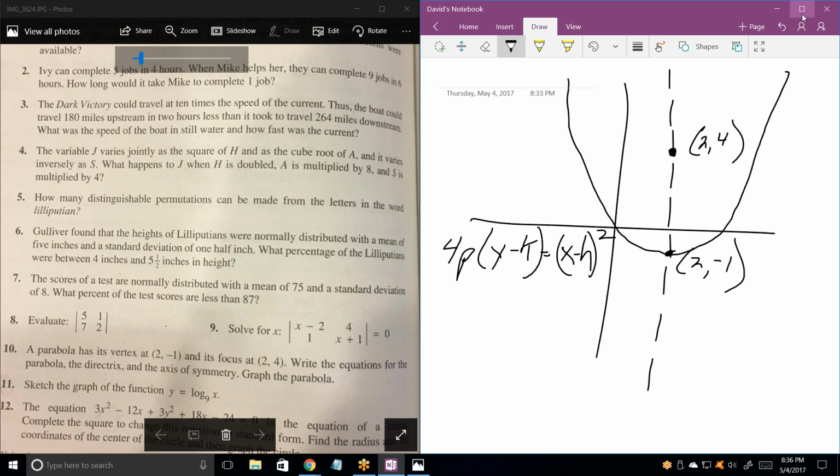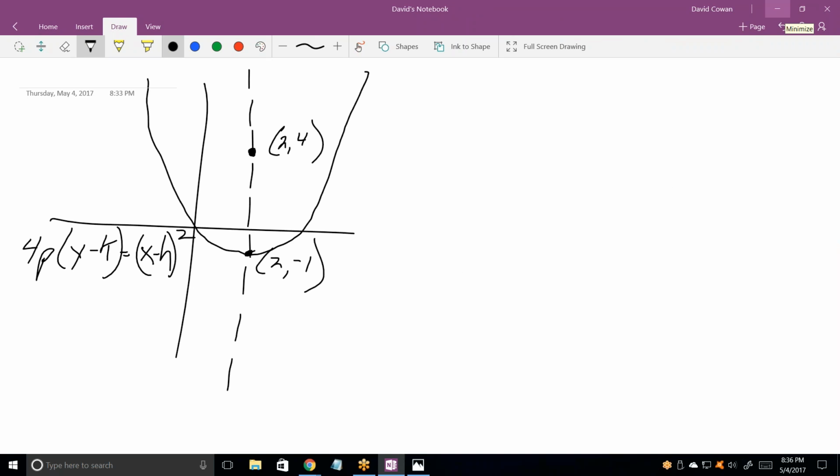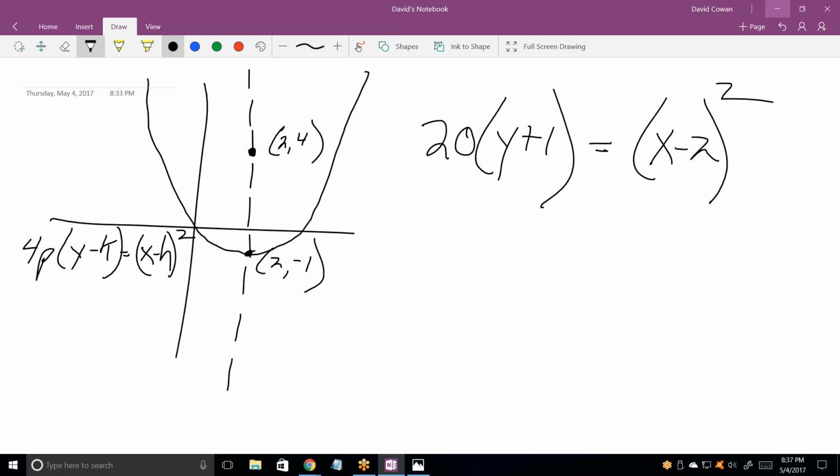Now, let's see. Is that all the information? That's all I need. So, they want the equation of the parabola. Well, I know what k is, I know what h is, and I know what p is. Hold on a second. Go back to p. P is the distance from the vertex to the focus. That would be 5. So it's 20 times (y plus 1) equals (x minus 2) squared. There's the equation of the parabola.